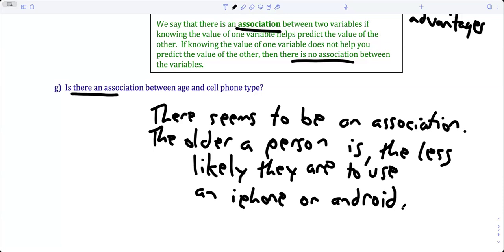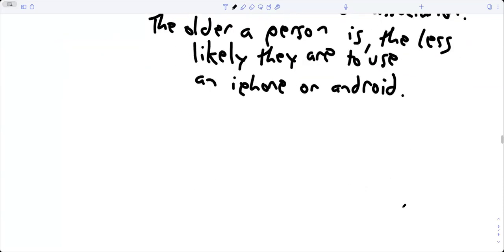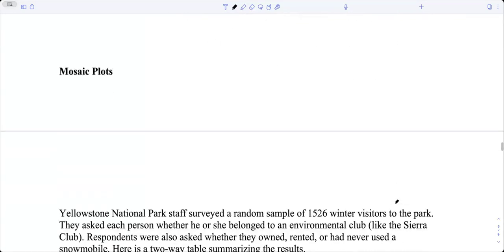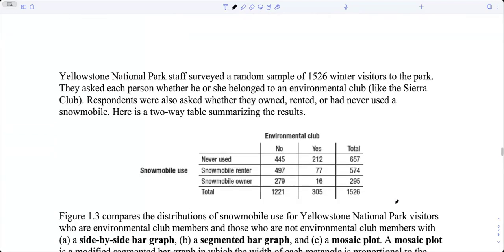All right, here we go, last thing. Okay, so we looked at side by side bar graph. We looked at segmented bar graph, which has each of the three categories of phones on top of each other in one bar, and the total is 100. And we're gonna look at mosaic plots, last thing here.